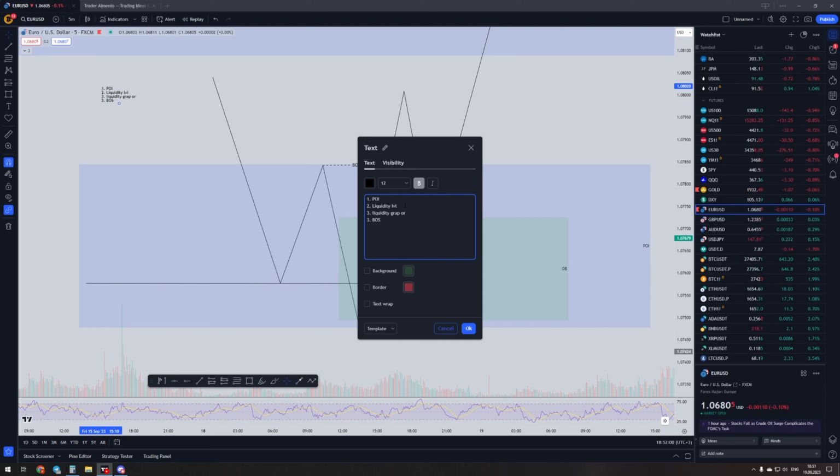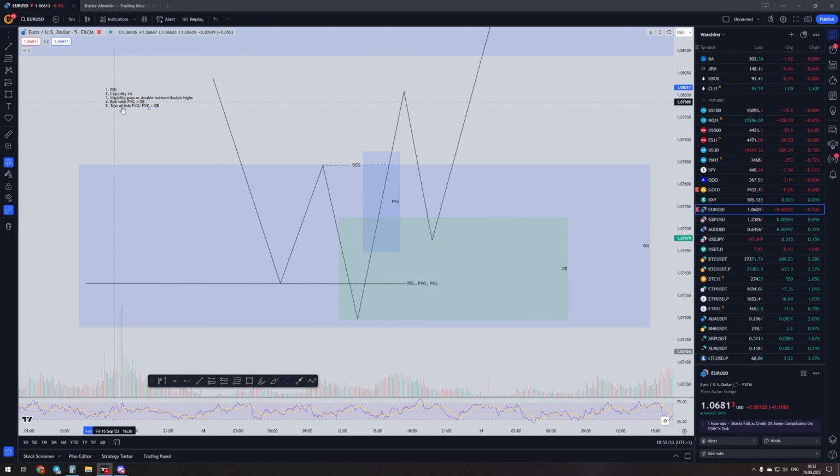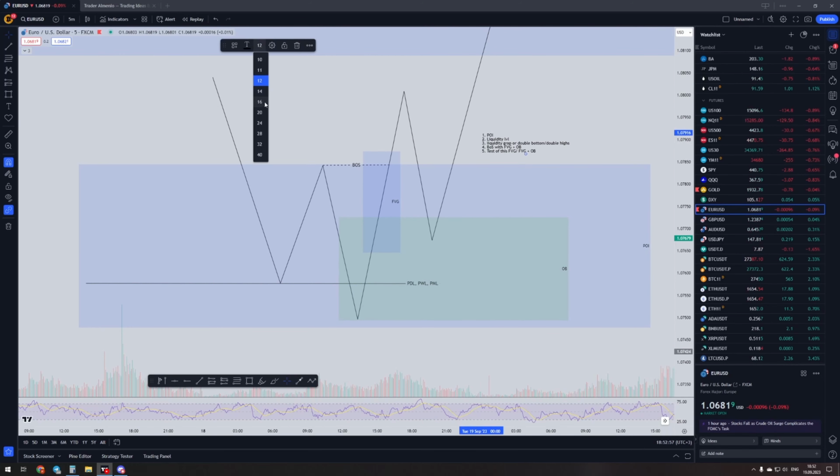Or a double bottom, or double highs. So market structure break with imbalance, with an FVG, plus an order block if possible, then a test of this FVG or FVG plus OB. So let me fix this.